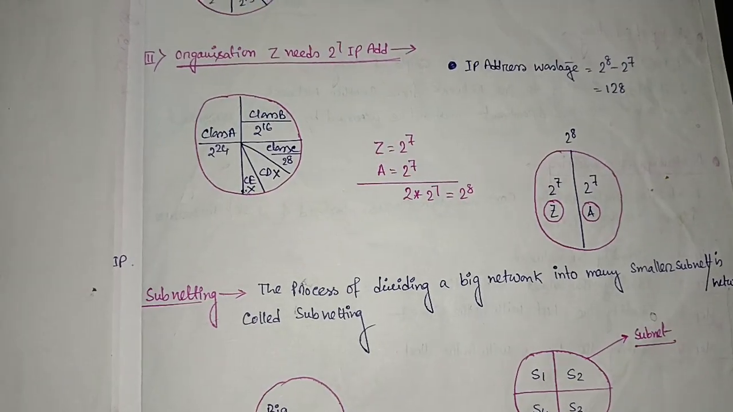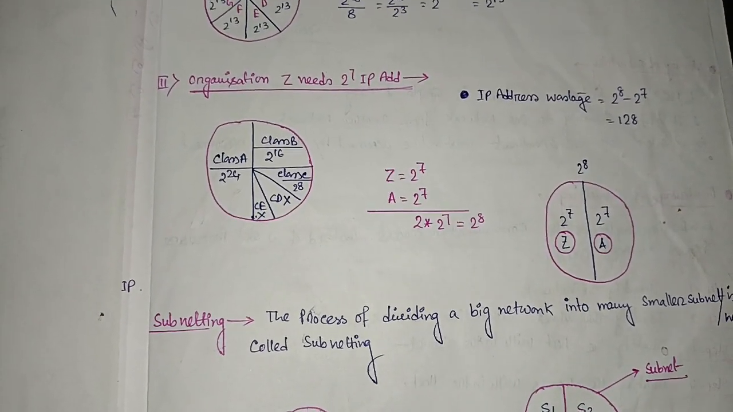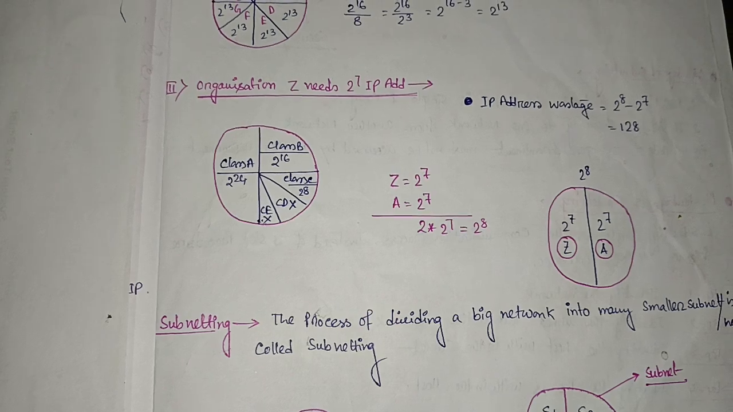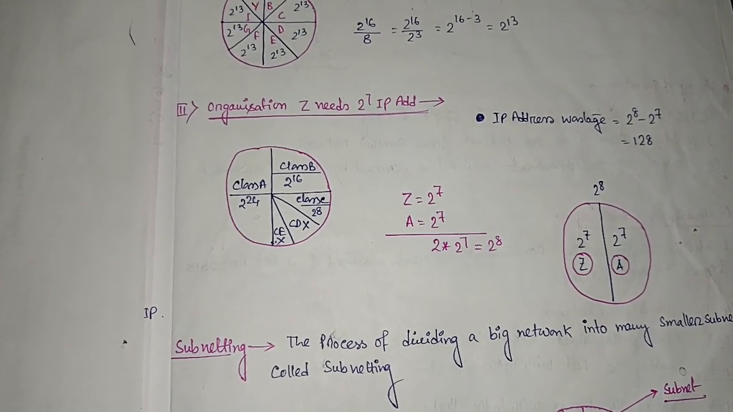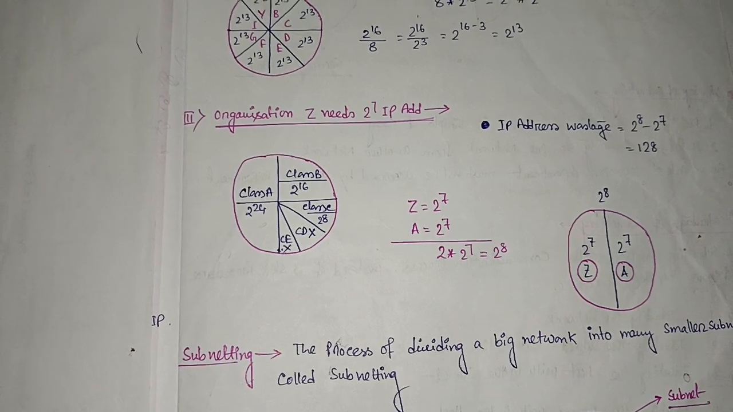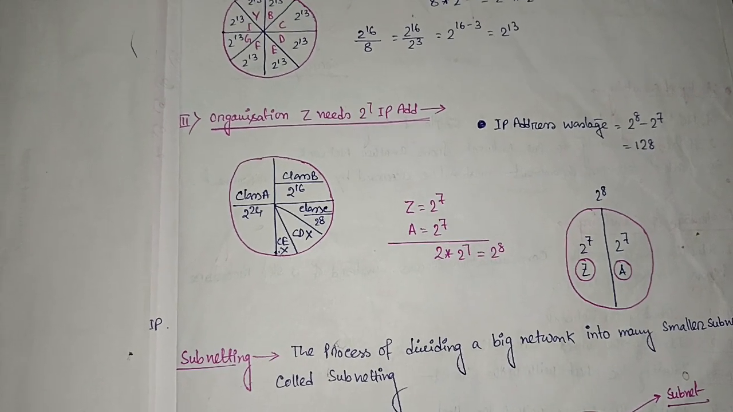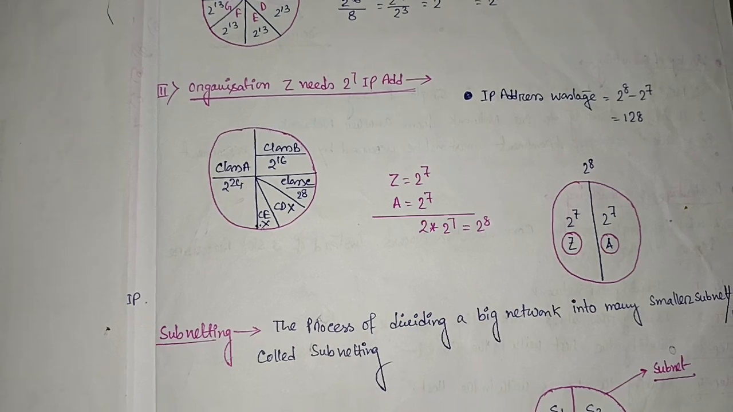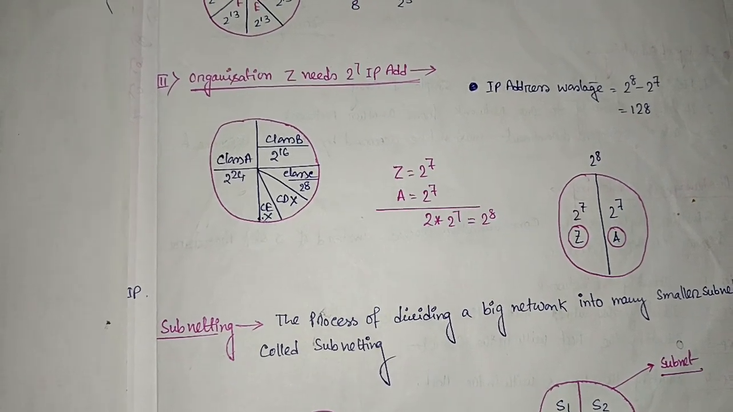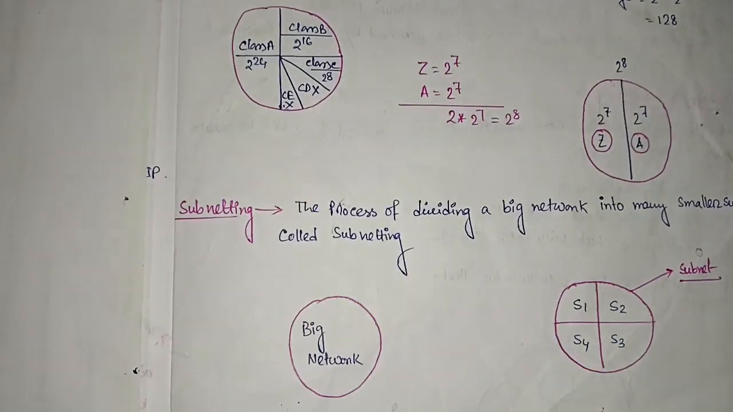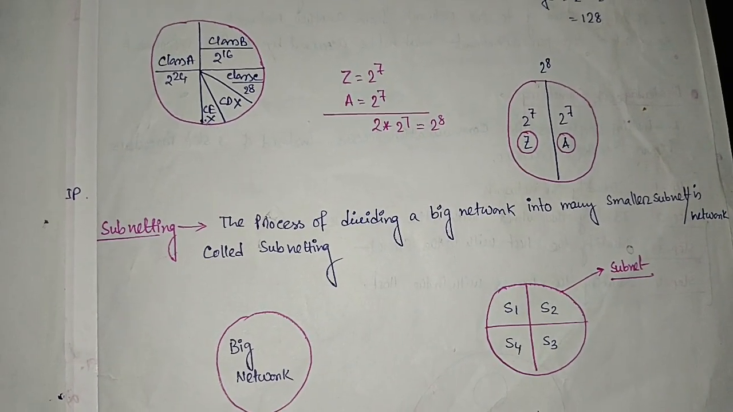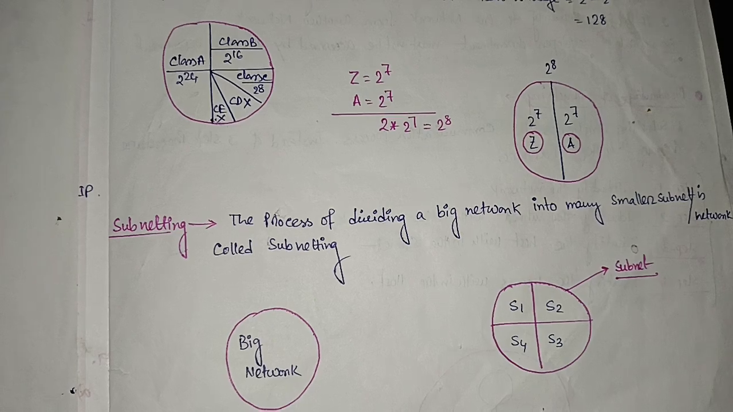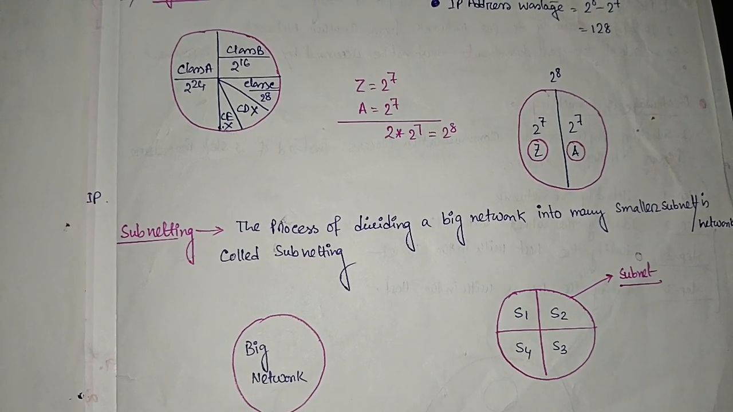And if an organization needs 2 to the power 7 addresses, we have to give a class C address. Class C gives 2 to the power 8 IP addresses in the network. So 2 to the power 8 minus 2 to the power 7 means 128 IP addresses are wasted, so we give it in 2 parts. From here we see the loss from IP address wastage, and if we divide it among two organizations, it solves the issue.